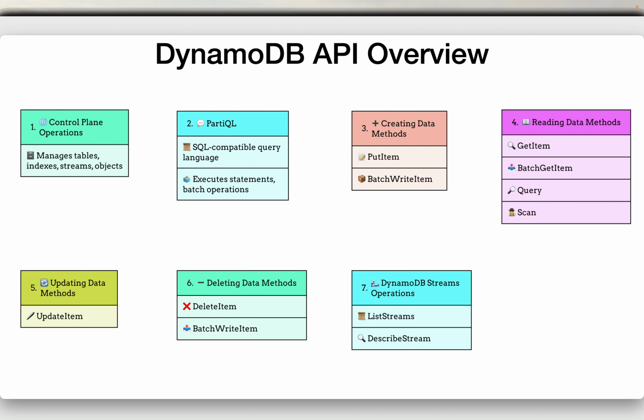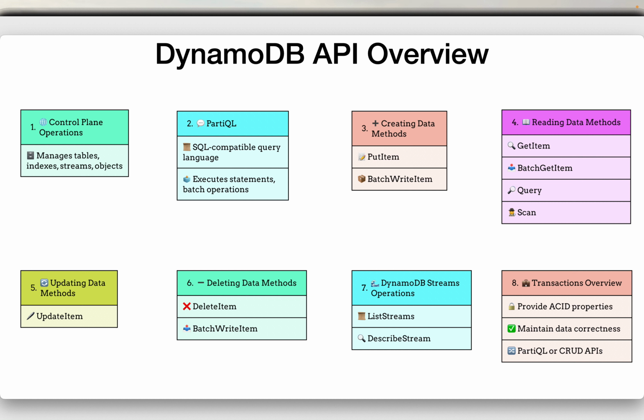And then next we have DynamoDB stream operations. So these include methods to manage and access data modification records in streams, such as list streams and describe stream. And then you have transactions, which provide ACID properties to maintain data correctness. Users can use either PartiQL or classic CRUD APIs for the transactional operations.